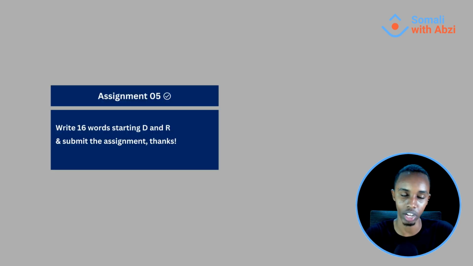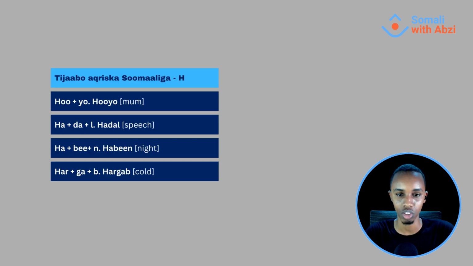Now I'm going to give you assignment number 5 as we are in lesson 6. Write down 16 words starting letter da and ra. And let's go to the next part of our class, which is Tijaabo Akhriska Soomaaliga ha. Reading Somali test letter ha. Let's practice reading together, starting with letter ha.